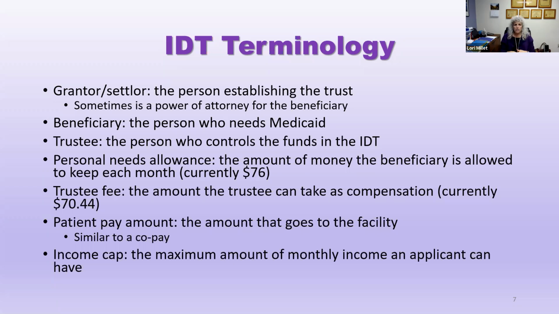The personal needs allowance is the amount of money that the beneficiary is allowed to have every month from that $2,348. For 2020, that amount is $76. And Medicaid considers that entire $76 to be fully spent every month. The trustee fee is what the trustee is entitled to get for the trouble of administering the income diversion trust. And for this year, it is $70.44. And then the patient pay amount is like a copay that goes to the facility.